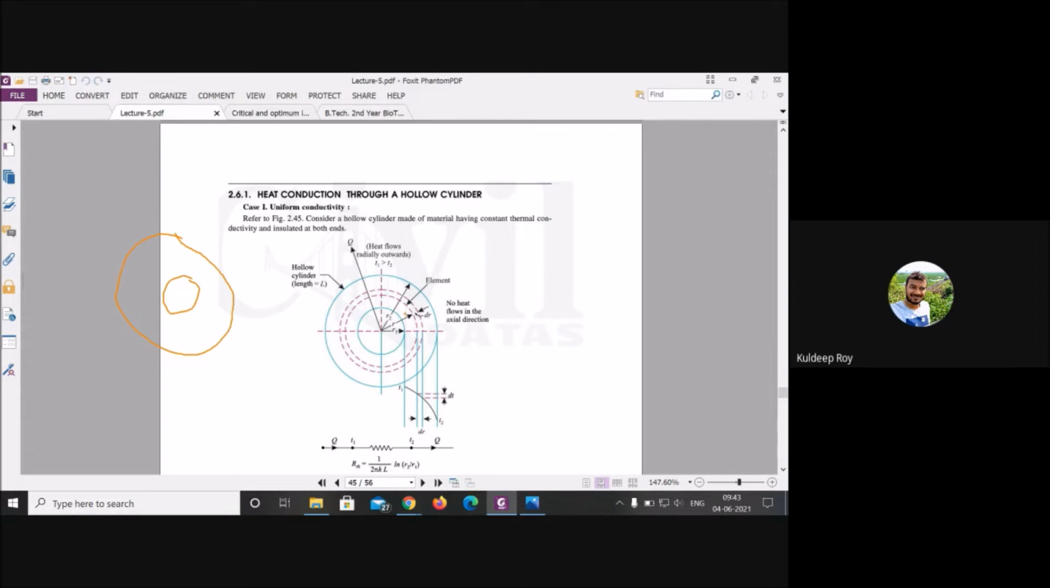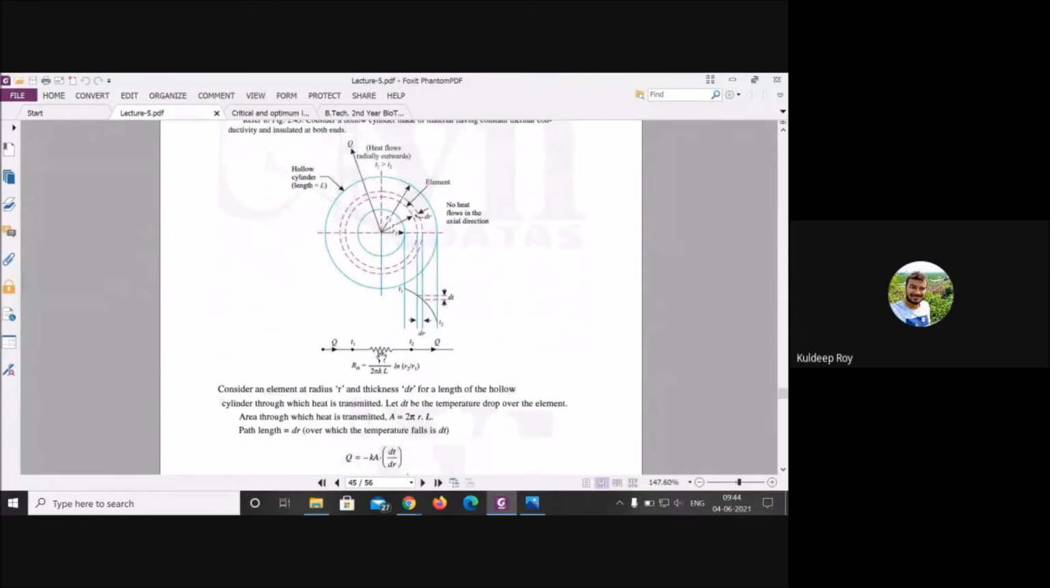What he did here is cut a small segment. This is a small segment. Now you can see he has taken delta R, a small segment, and he has made one resistance like this. It means there will be some kind of resistance through this hollow surface. Then you can see how he has made that circuit, and in this circuit you have to determine the value of this resistance. For conduction in a plain slab or plain wall, what was the resistance for conduction?